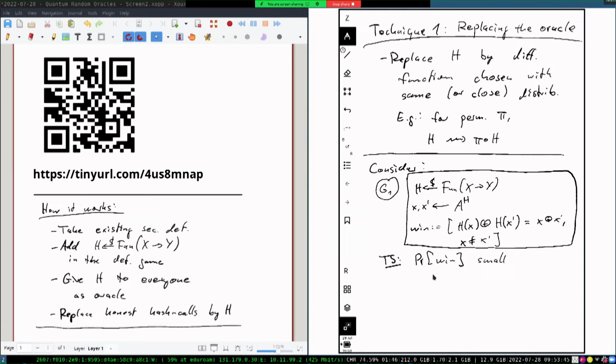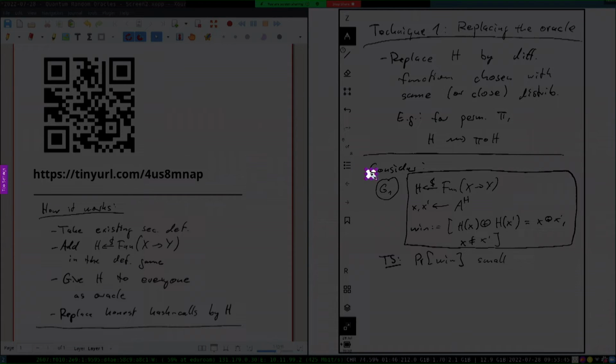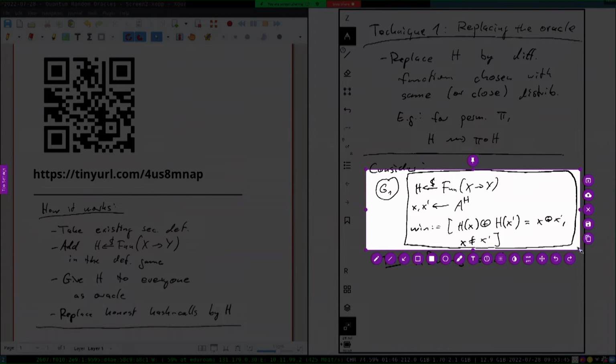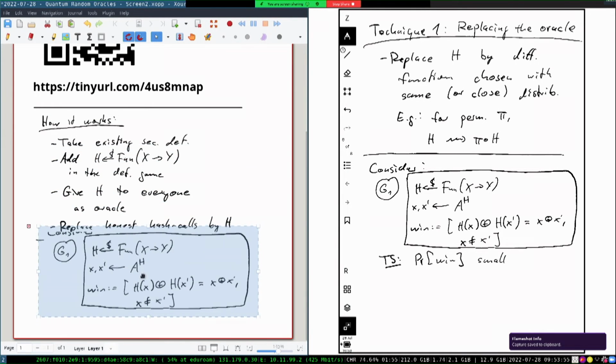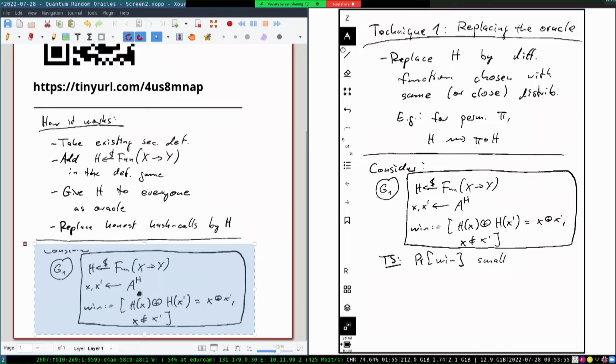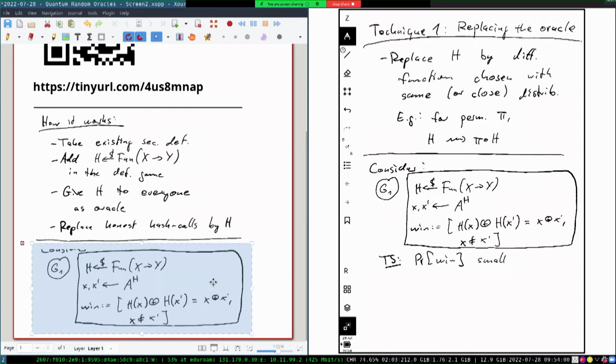Okay, and here I will now make heavy use of having this unused real estate. So I will copy the games over here so that they are left for reference.